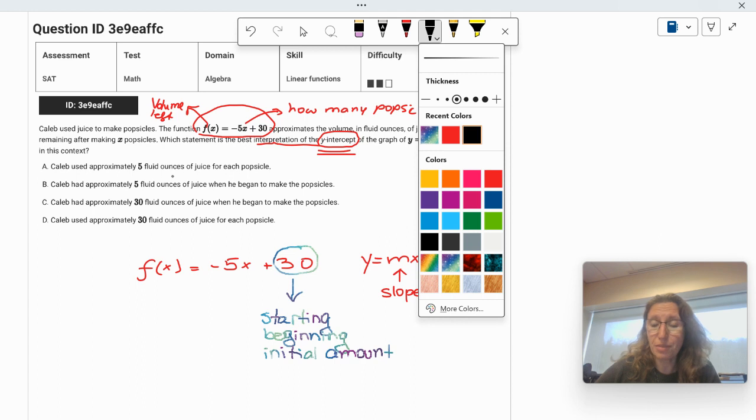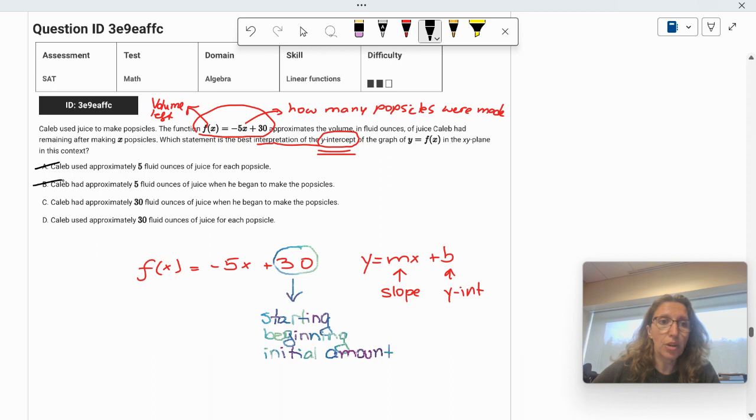Obviously, I have to have 30 in my explanation since the y-intercept is 30. So automatically, I'm going to reject A and B. That cannot be my solution. Then I'm going to carefully read between C and D. Caleb had approximately 30 fluid ounces of juice when he began. Here is that keyword: beginning, initial, starting. Caleb used approximately 30 fluid ounces of juice for each popsicle. Now, this would have been the case if 30 was my slope. However, that is not, so C is my correct answer here.